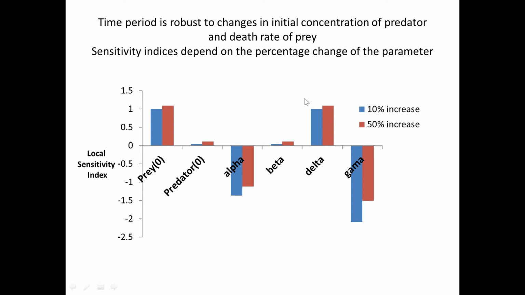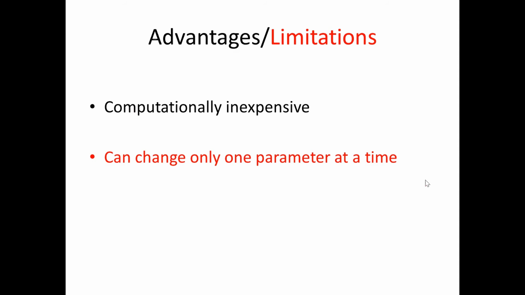Also you can see that the local sensitivity index value changes whether we use a 10% increase or a 50% increase. It's more clear for the value of gamma here. So such an analysis will help us identify how the changes in the parameters are affecting the time period. Okay, so the advantage of this local sensitivity analysis method is it's computationally inexpensive. However, the limitation is we can only change one parameter at a time and see the effect of the change in that parameter on the output.